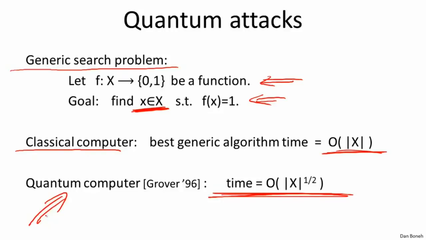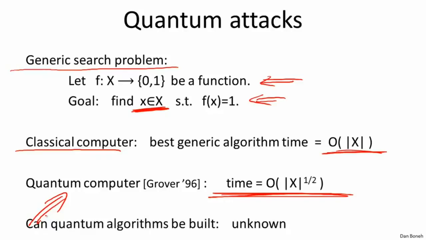All right. So what does this have to do with breaking block ciphers? So far, it's just a generic search problem. Before I show you the application, I should mention that you might be wondering, can someone build a quantum computer? And this is still completely unknown. At this point, nobody really knows if we can build large enough quantum computers to actually take advantage of this beautiful algorithm due to Grover.